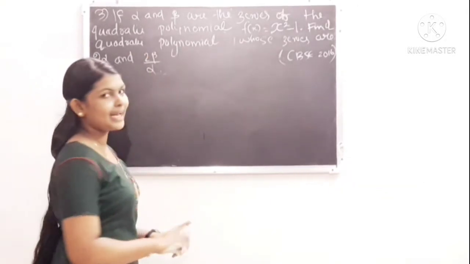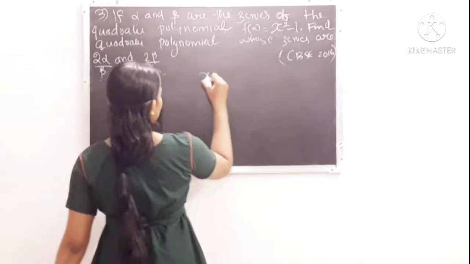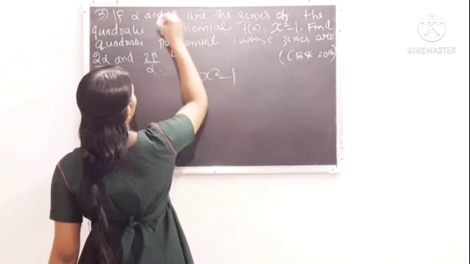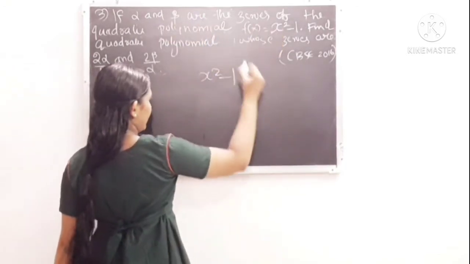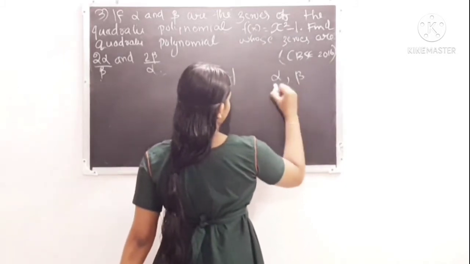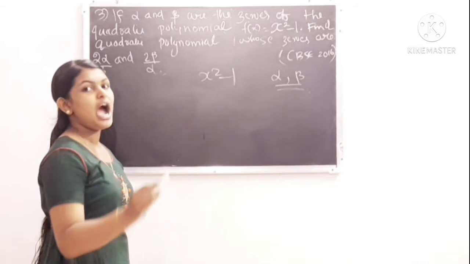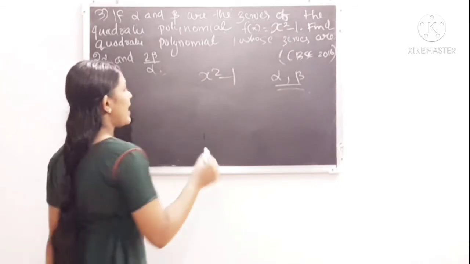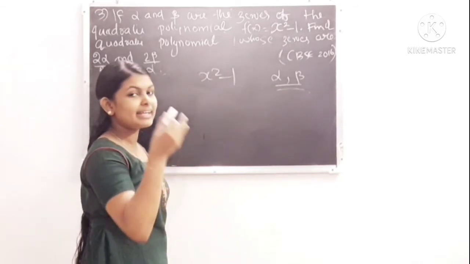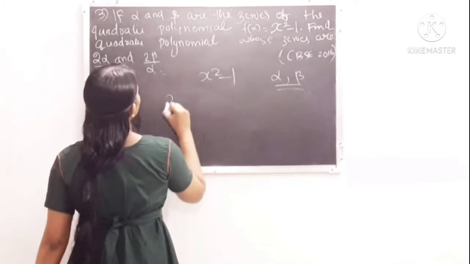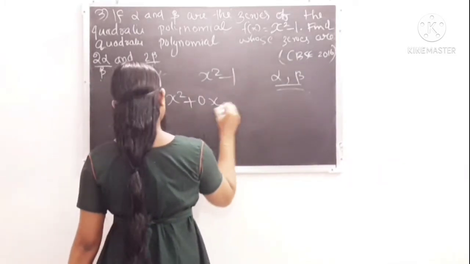Here a quadratic polynomial is given, which is x square minus 1. And also it is given that alpha and beta are the roots of this polynomial. But this is not in the form of ax square plus bx plus c. So to convert to that form we have to introduce a term of x. There is no x term here, so we can write this as x square plus 0x minus 1.